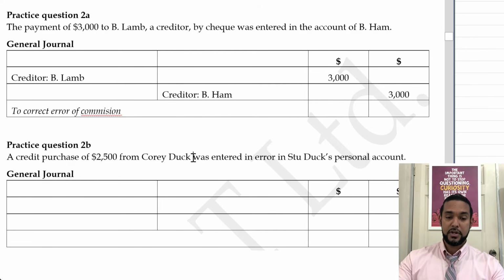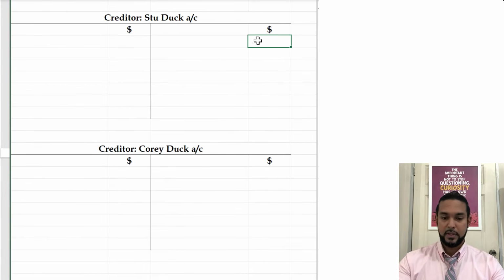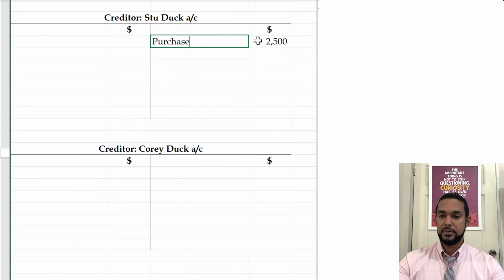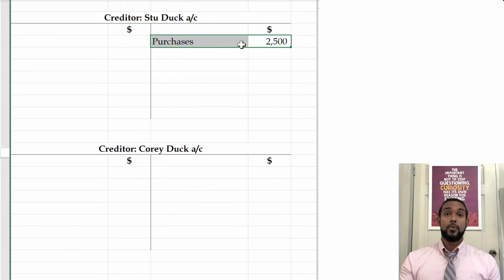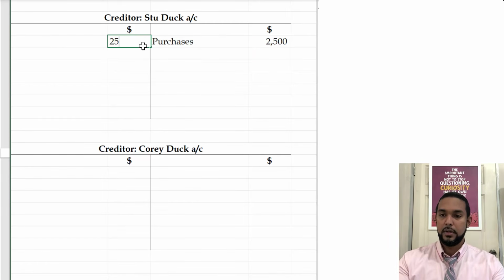So we were supposed to credit Corey Duck, but it was entered in error in Stu Duck's account. So in Stu Duck, we have a 2,500 that shouldn't be there. So we have to remove a credit. Just now, when we had to remove a debit, we went on the credit side to counterbalance it. So if you have a credit in a place it shouldn't be, how do you fix that? You have to go on the opposite side, which is the debit side, and enter the same amount.